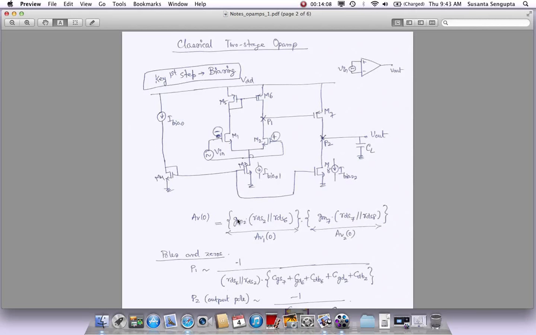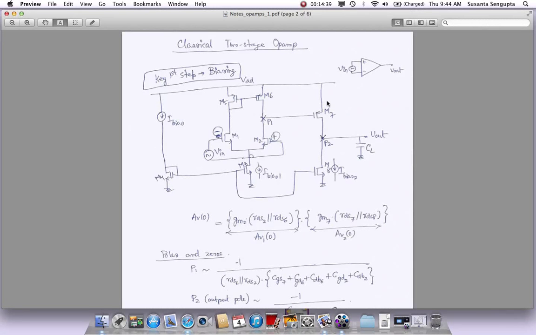Okay, so here is GM2 and RDS2 and RDS6, which is shown here, and that gives you the gain from this differential input to this output. So differential input to single node output, what is the gain? This is the gain of the first stage. Okay, what is the gain of the second stage? This is an inverting amplifier, not a differential amplifier. So the gain here is going to be GM7 times the total resistance that we see here. What all resistance do we see?